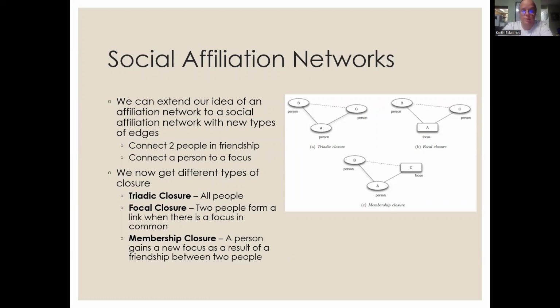Focal closure, which is depicted in figure B: two people form a link where there's a focus in common. So Bob gets introduced to Claire through karate. And then membership closure: a person gains a new focus as a result of a friendship between two people. So person A and person B, Alice and Bob. Alice is part of the karate club and introduces Bob to the karate club.